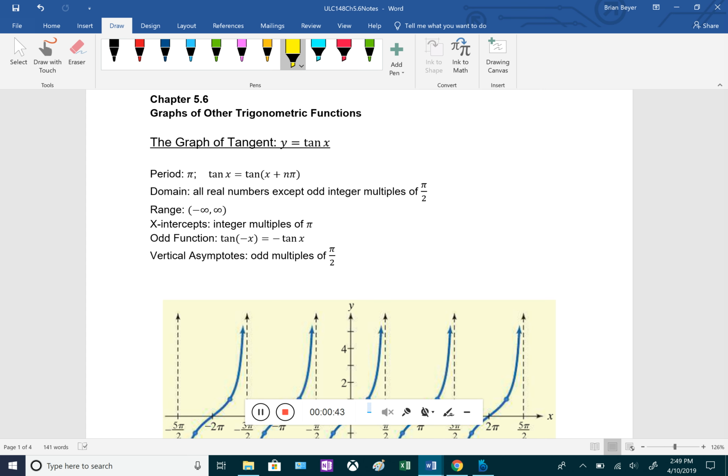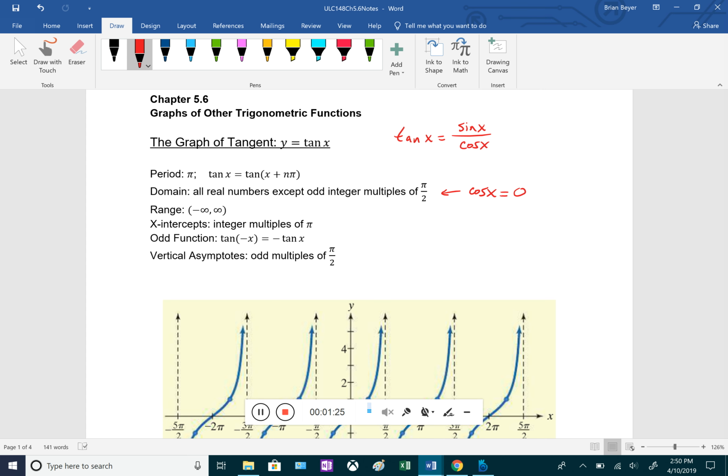So the domain is going to be all real numbers except integer multiples of pi over 2. If we remember what tangent equals with the quotient identity, it equals sine of x over cosine of x. So it's a fraction, and the denominator cannot equal 0. That means the domain is all real numbers except for when cosine, which is the denominator, equals 0. Cosine equals 0 at odd integer multiples of pi over 2. So that's pi over 2, 3 pi over 2, 5 pi over 2, 7 pi over 2, and so on.